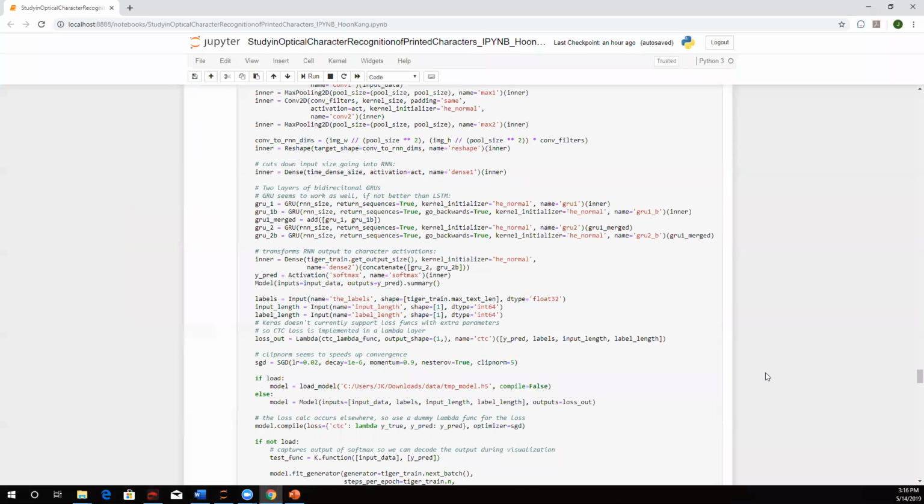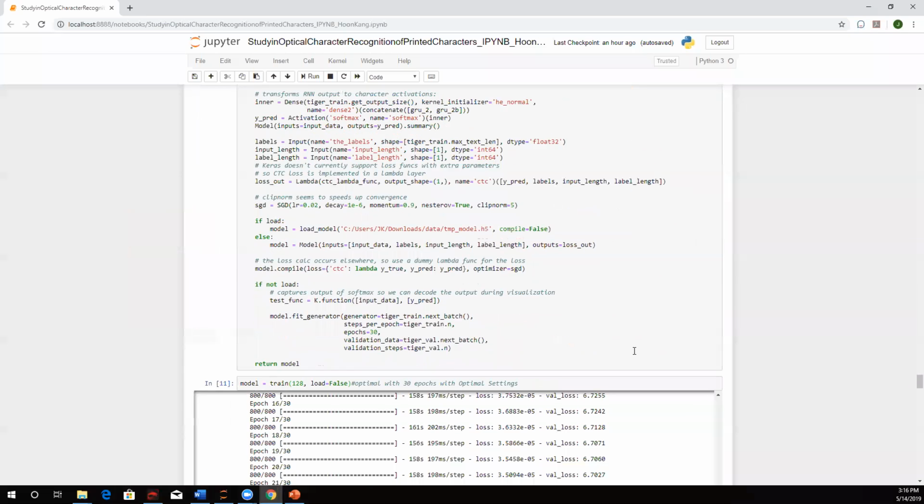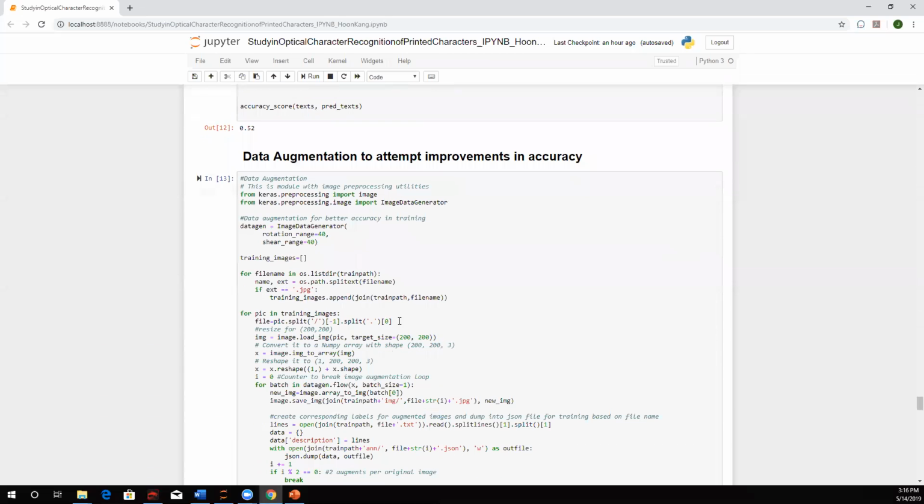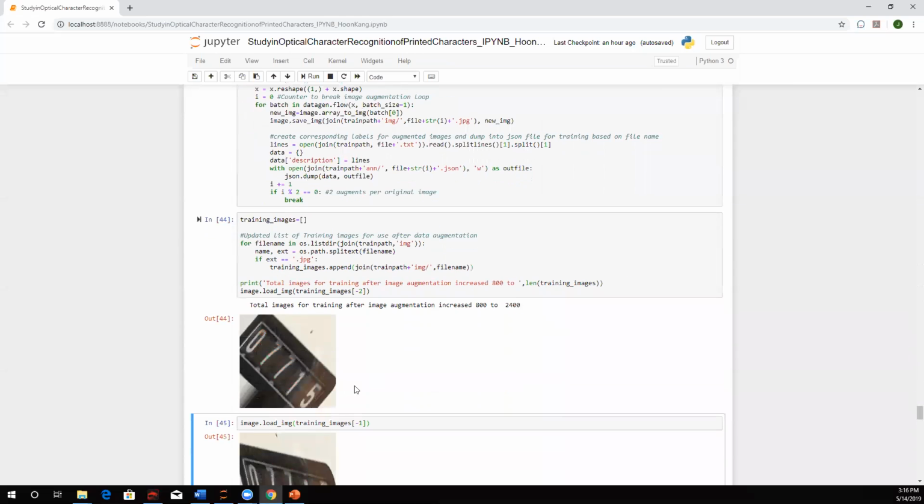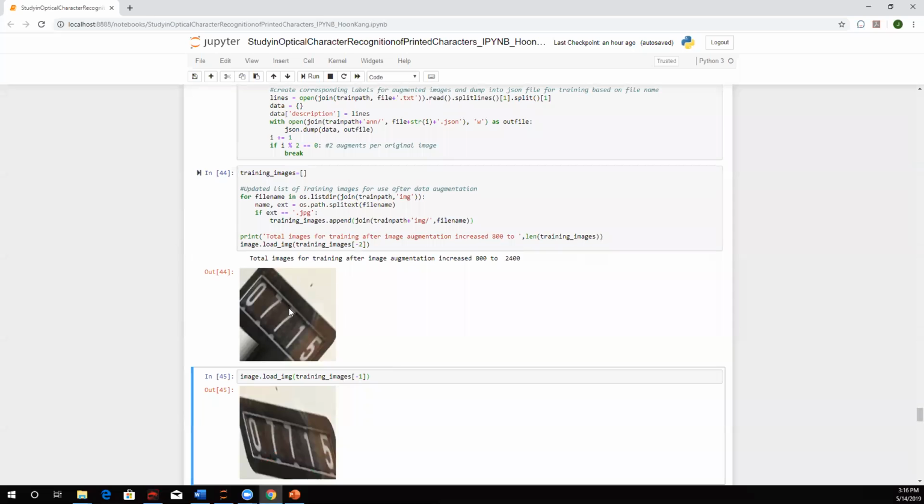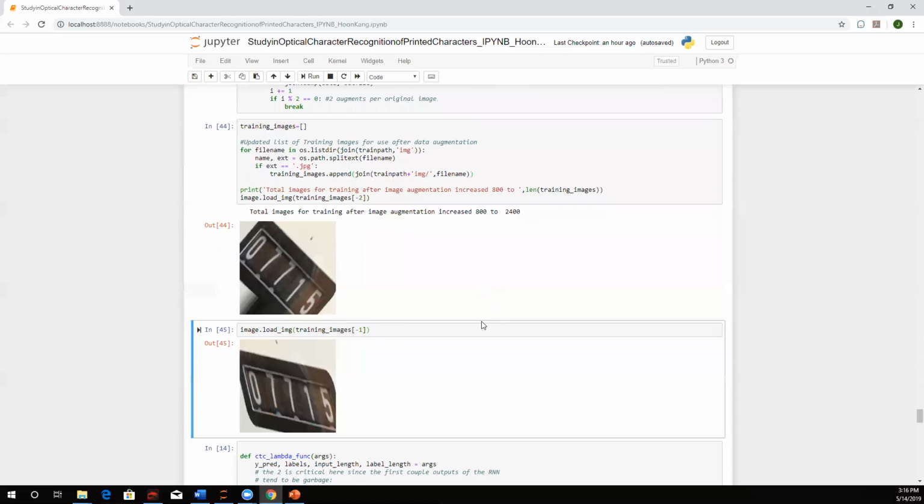And then from there, I'll be trying to improve accuracy even further by having data augmentation, as you see here. And you can see a sample of each of the images where I added 2 images per training image in attempts to improve the accuracy.